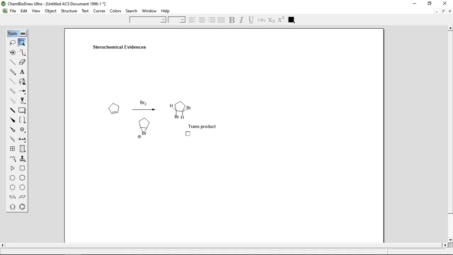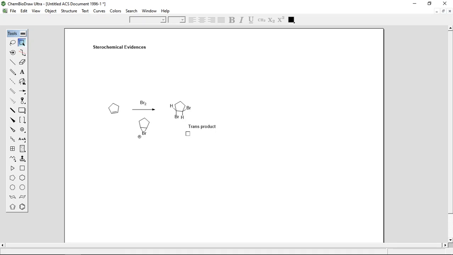Another example is the formation of diol, using osmium tetroxide or KMnO4, which is simply a one-step reaction. A double bond reacts with KMnO4 or osmium tetroxide and you will get a diol as the product. So that is the example of a single-step reaction.